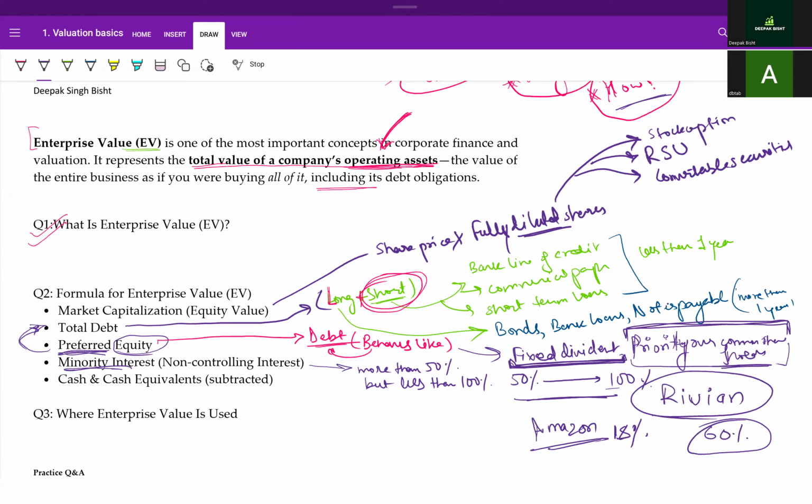And cash and cash equivalents. We subtract cash and cash equivalents to calculate the rest of the following. Okay. And now understand where is enterprise value used?